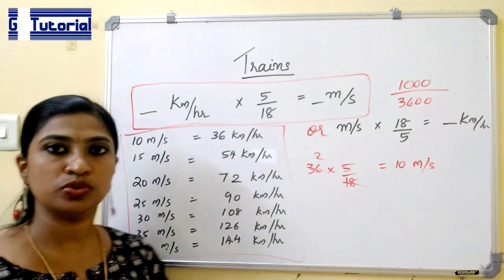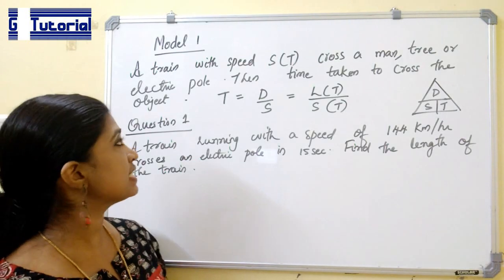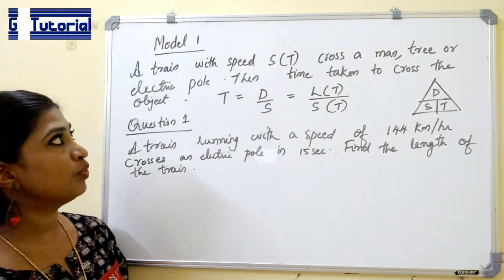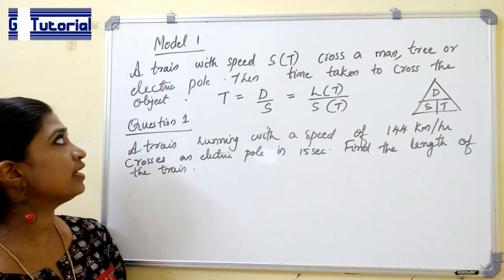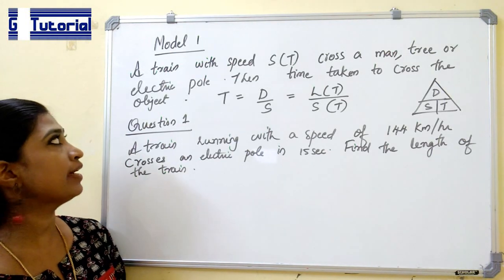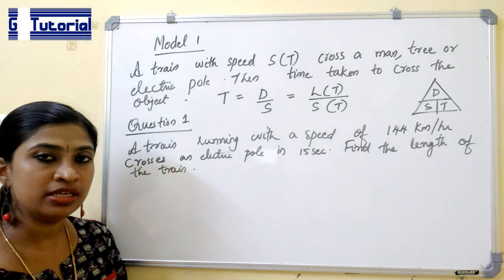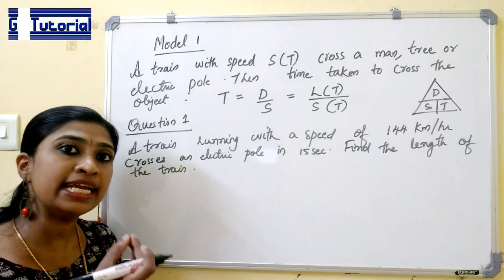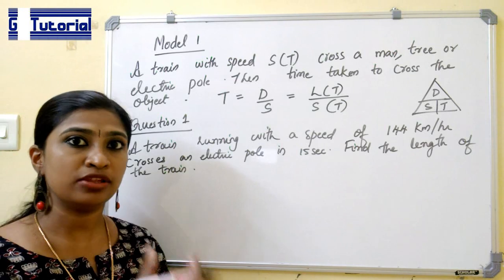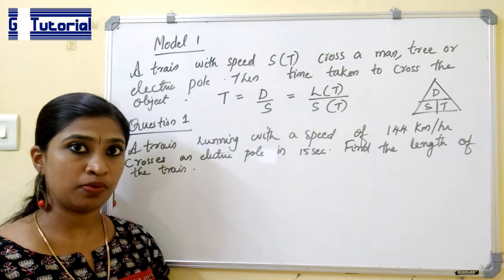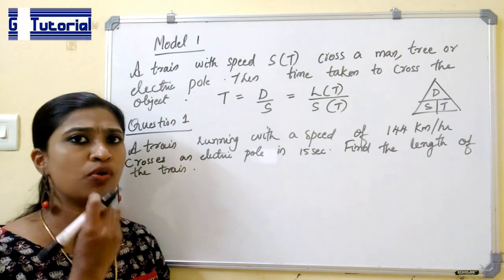Now we can move on to the type 1 problem. This is the first model problem. A train with a speed of s crosses a man, tree or electric pole, and the time taken to cross the object is t. That is, a train running at a speed s is crossing an object which is negligible compared to the length of the train. That is, if you are comparing the length of the train with a man or electric post, then compared to the length of the train, they are very small objects.